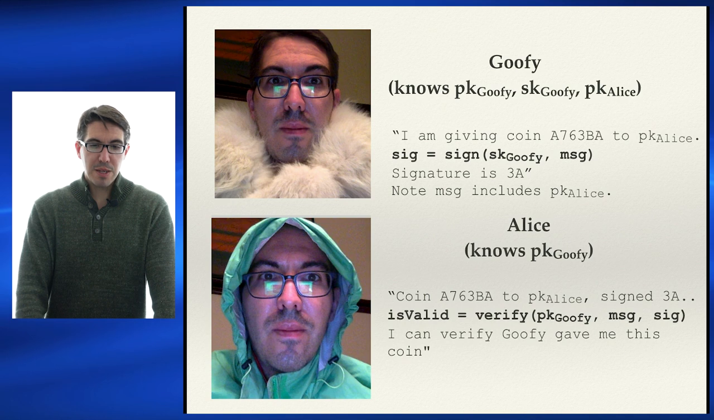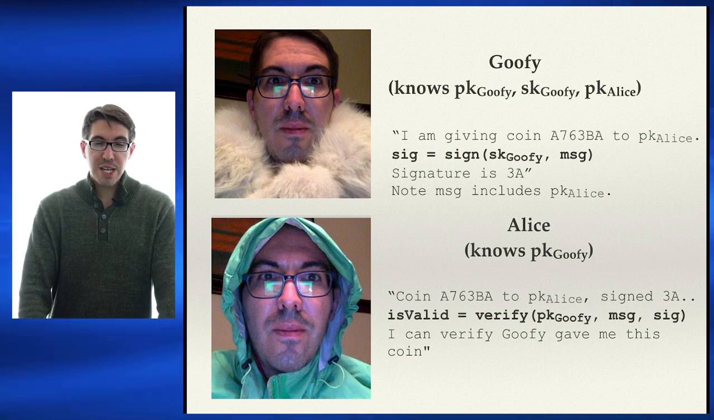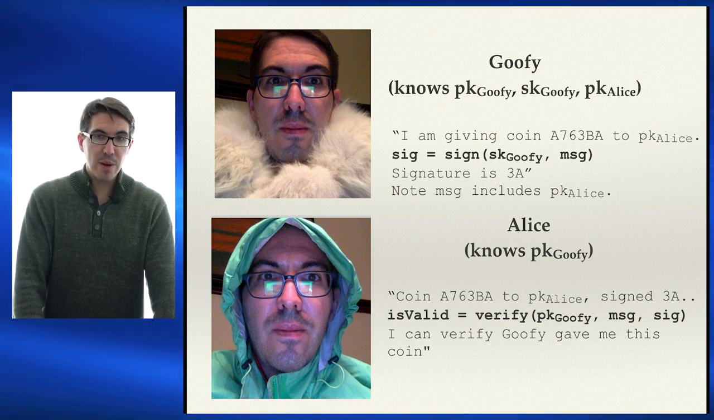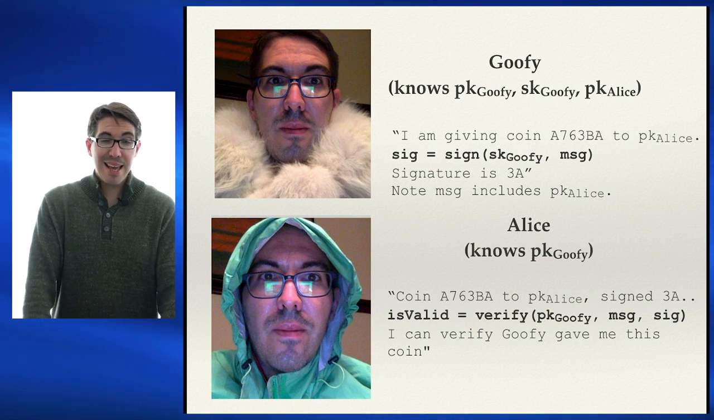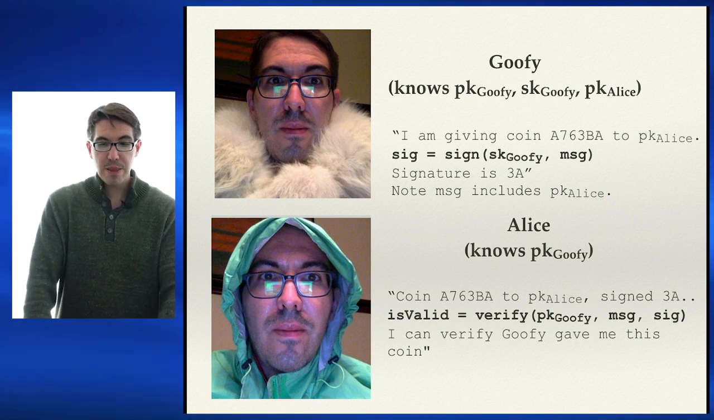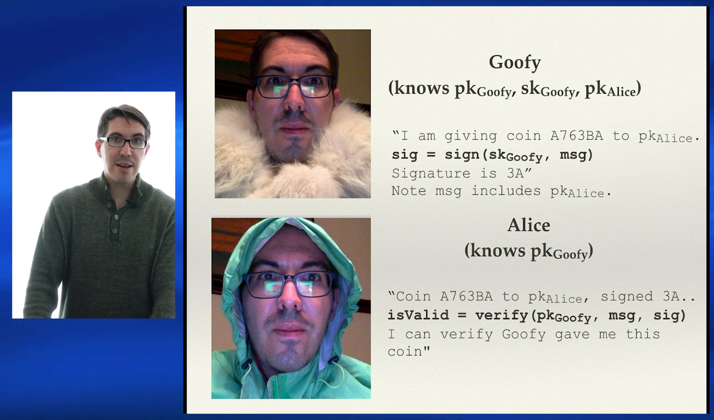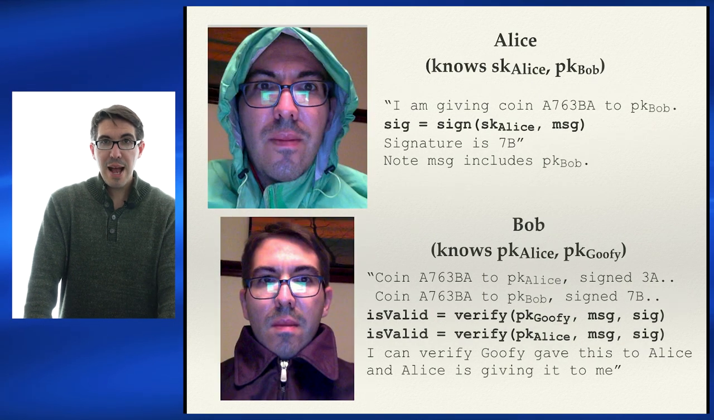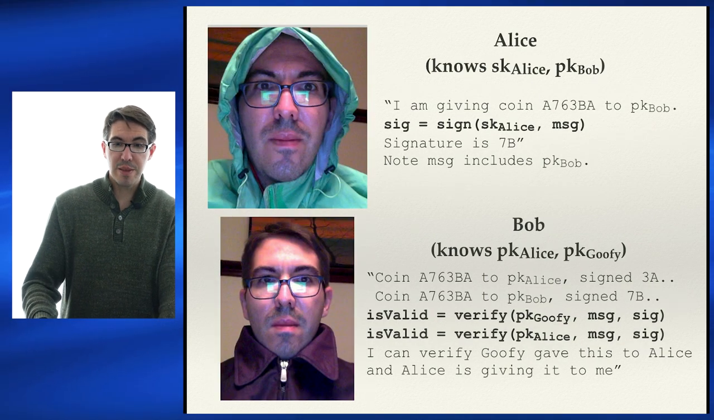Alice knows the public key of Goofy, so she can tell that Goofy did in fact give her a coin. Why? Because she can verify that this message says this is going to Alice's public key and it was signed by Goofy. So Alice can then give Goofy whatever you would get in return for a Goofy coin. Anyone else can also look at this and determine that it's valid.